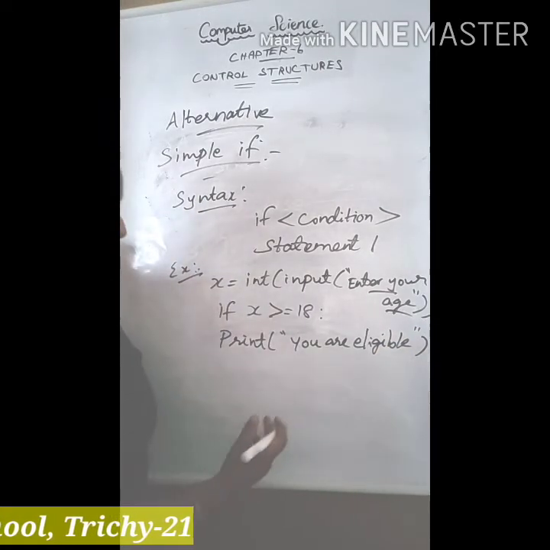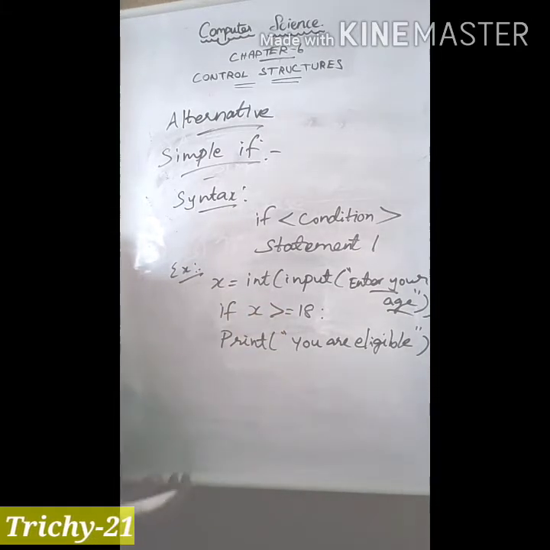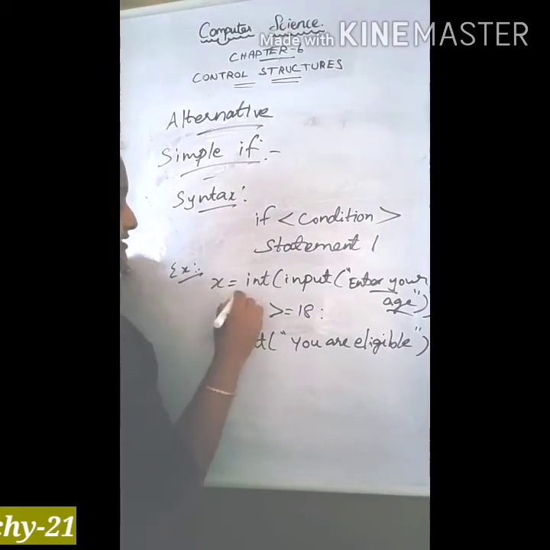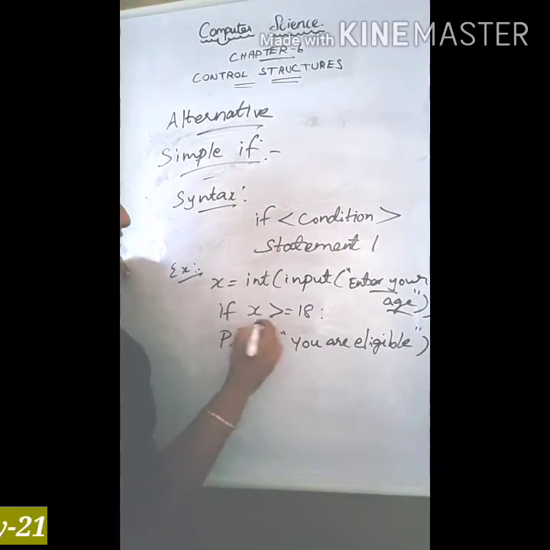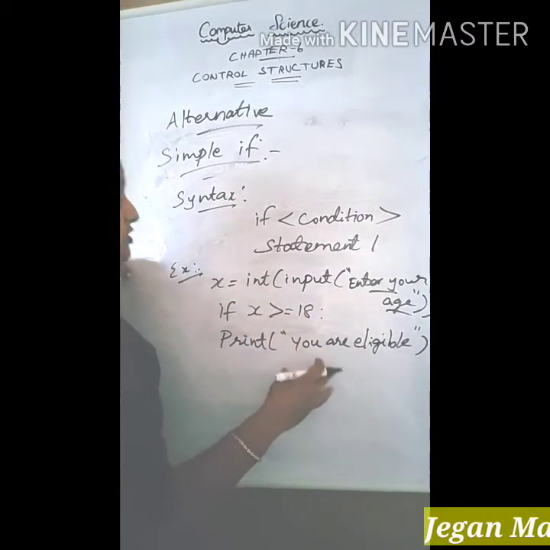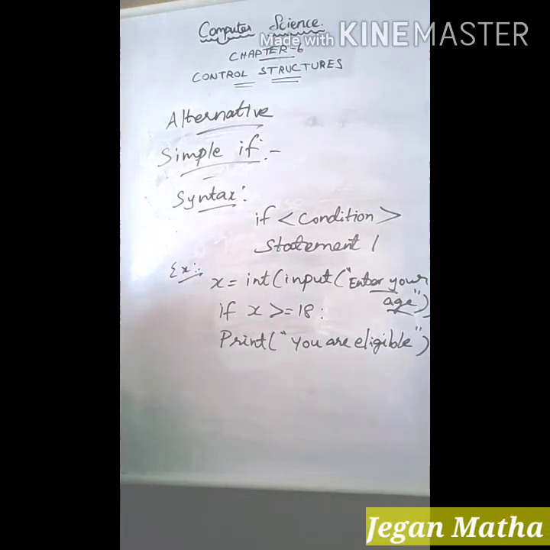For example, if the condition is false, it displays the prompt string. So, once we enter the age, it will check with the condition. If the condition is true, it displays the message "you are eligible." If the condition is false, it comes out.